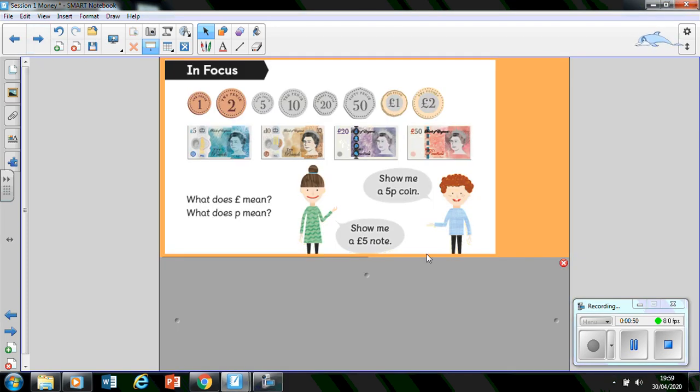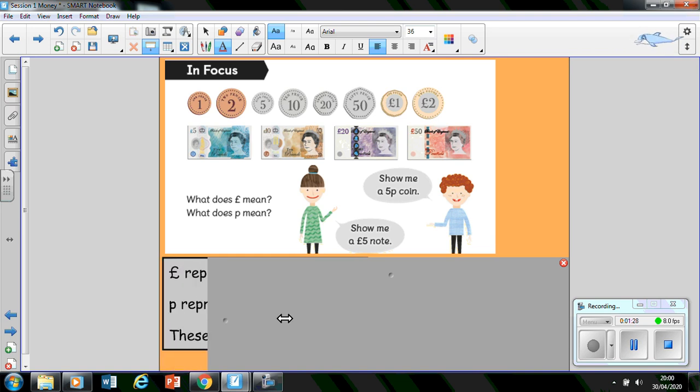Okay, here we've got a lovely, focused task, and laid out in a beautiful way are some coins and some notes. What I'd like you to do before we even begin anything is to pause the video and tell me what this symbol means and what this symbol means when you are using money. Okay, what does this mean and what does this mean? Then we'll come back and have another discussion. So pause the video, talk to your learning partner, and come back.